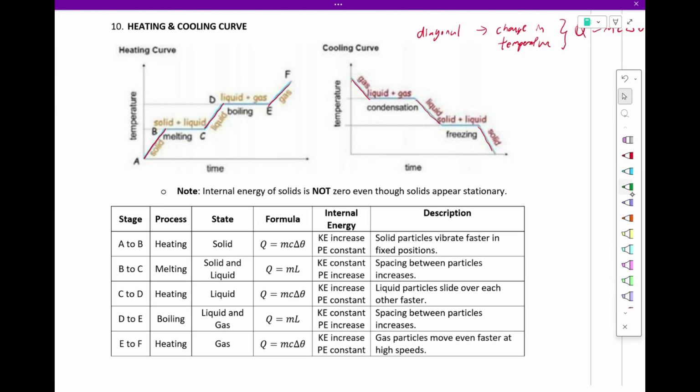Whereas for the horizontal lines, the horizontal lines correspond to your change in state. And if we use a change in state, we will use Q equals mL instead.